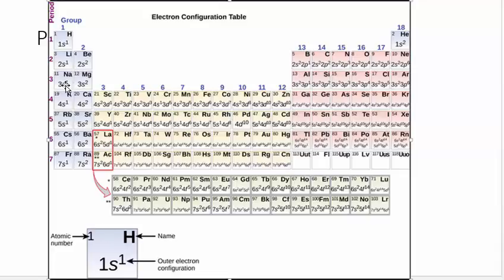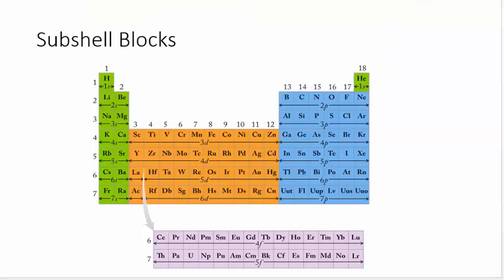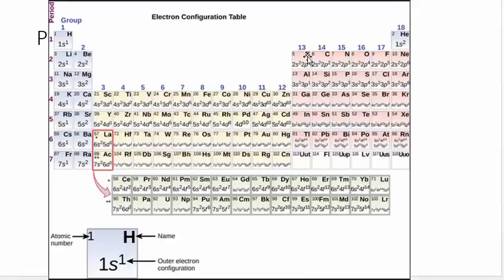the S orbital being filled, or the S subshell being filled. And there are 2 electrons that can fit in the S subshell and 2 columns here. We call these first 2 columns the S block, and that's why hydrogen is in this block even though it's not a metal.